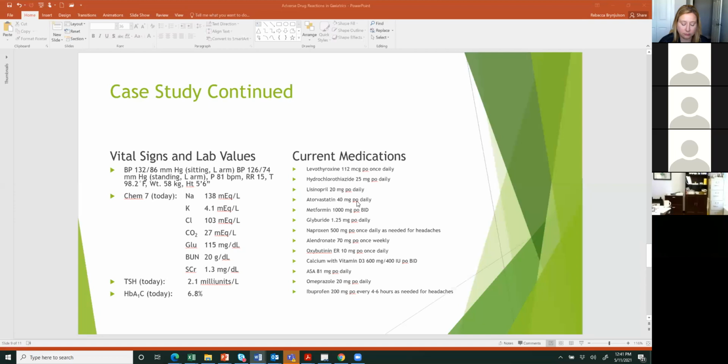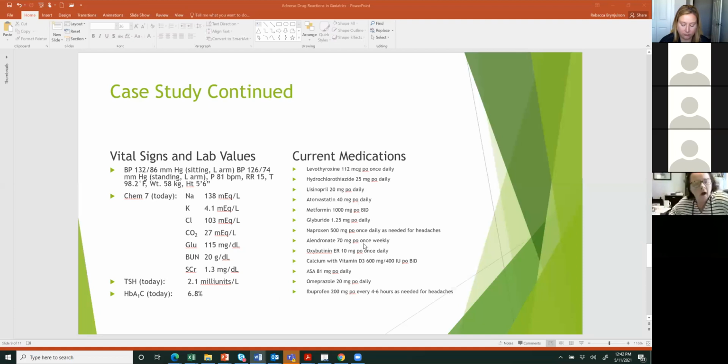So that would be my recommendation for glyburide. There are other agents that can be used if she needs to have increased control of her blood sugars, but it seems like that would be a good first step, to discontinue that one.